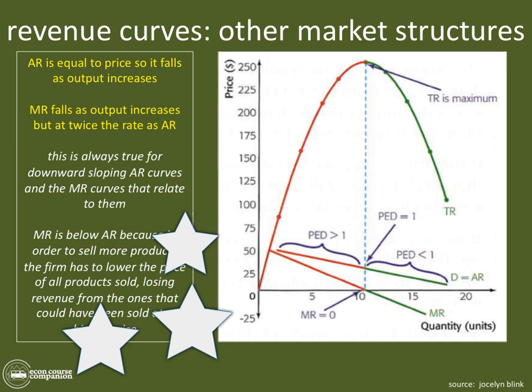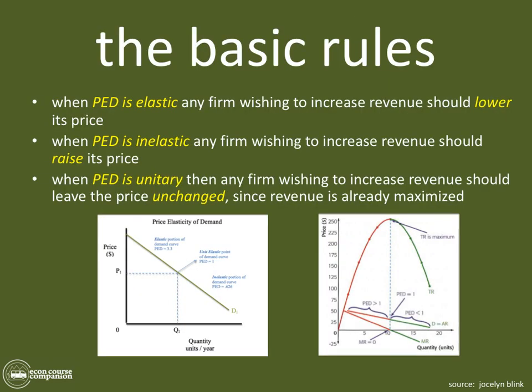So let's think about that again and make some general conclusions. Take a look. So the basic rules, I've put these two diagrams together. The basic rules are that when price elasticity of demand is elastic, any firm wishing to increase revenue should lower its price. Lower its price to there. Lower its price, maximize revenue. Oh my goodness, that's so cool.